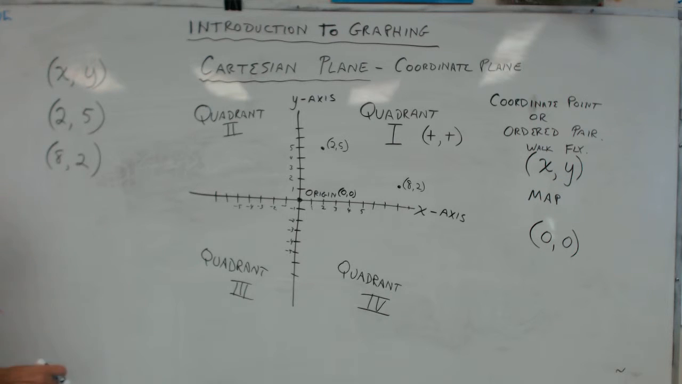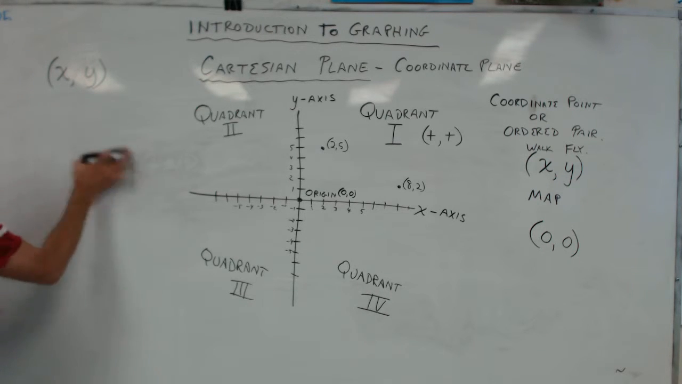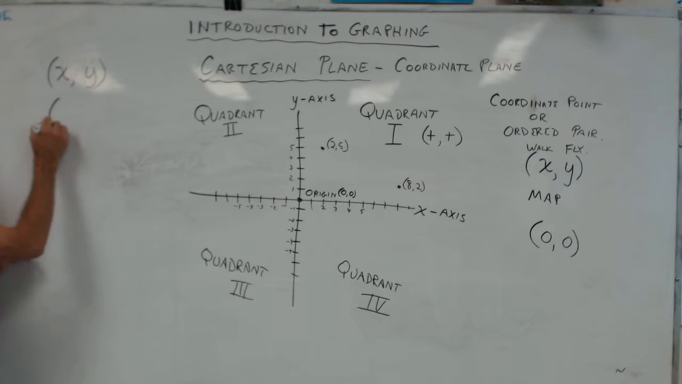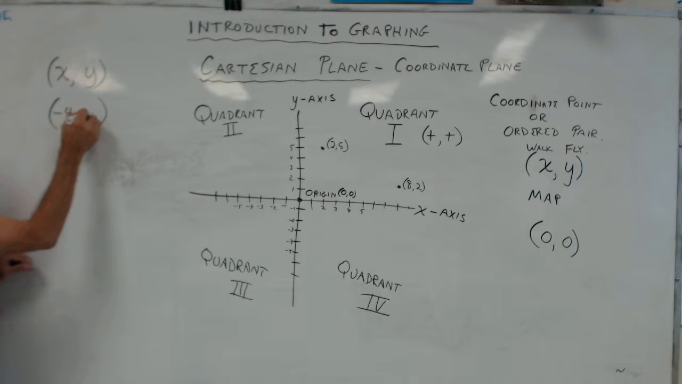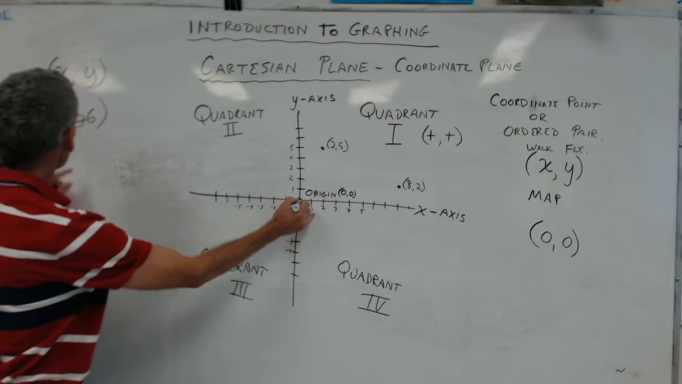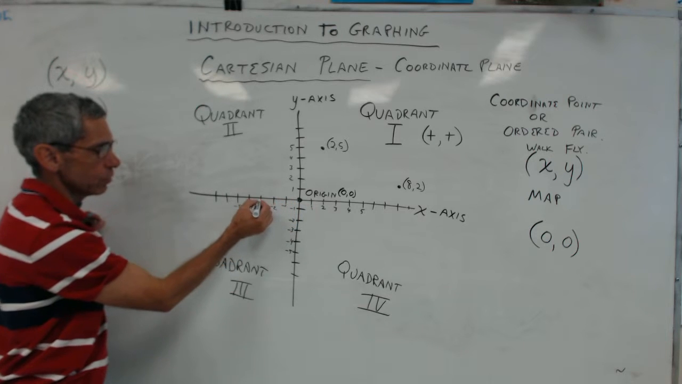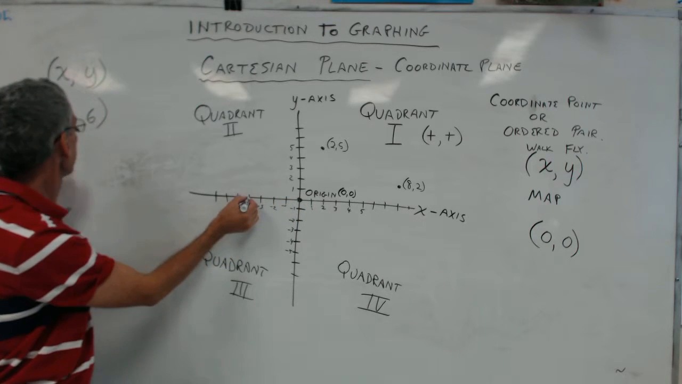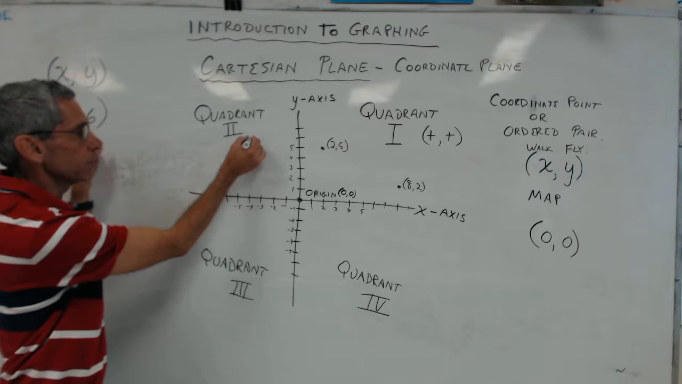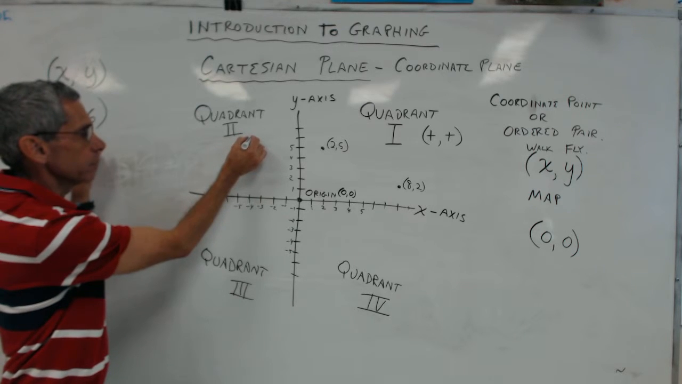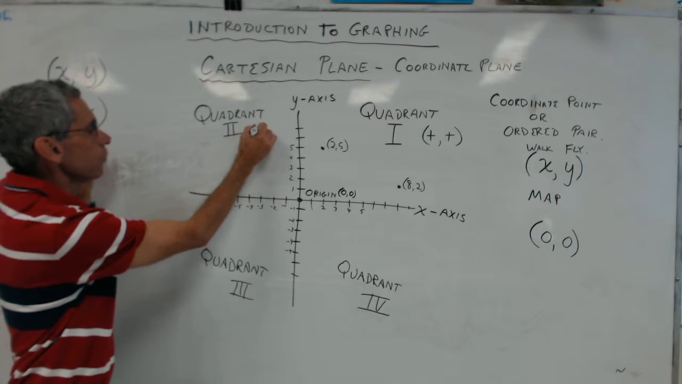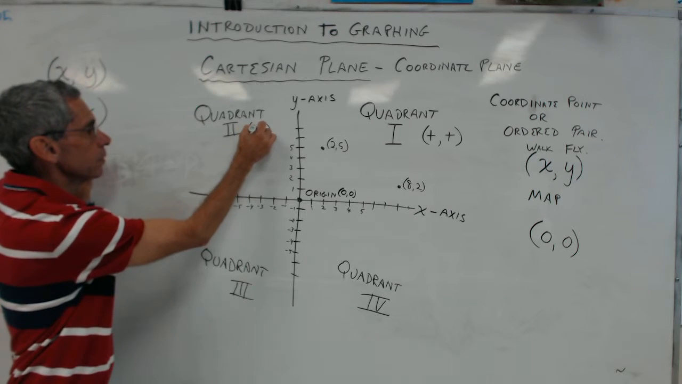But what if I gave you -4, 6? I like to write higher than lower. So I'd start at 0, 0, and it says I walk -4. So -4, I go 1, 2, 3, 4, negative. But I don't put a dot there. I still got to go up 6. Up 6, boom. Put a dot up at 6. That's -4, 6.